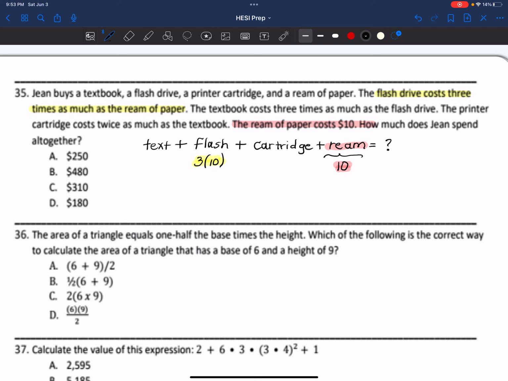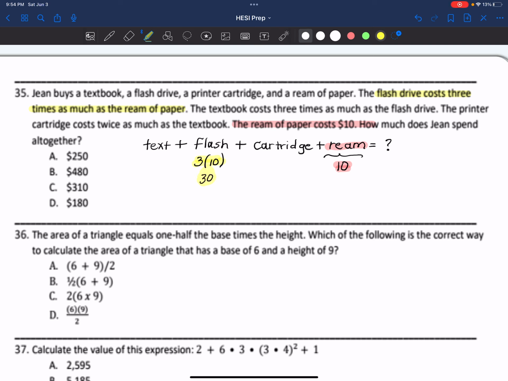Now you can use variables. I think on practice test 1, that's how I did it. That's perfectly fine. In fact, that's what I would do. I'm just trying to give you a different perspective here that you might want to try. So the flash drive comes down to be $30. All right.